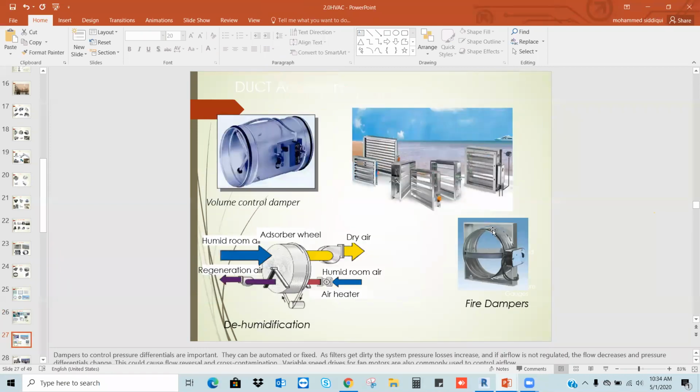Okay, dampers to control this air flow. It's nothing but a regulator. I am not going into detail. We have a very deep subject on the dampers and things. And one thing we should remember, the fire damper. This is very important.